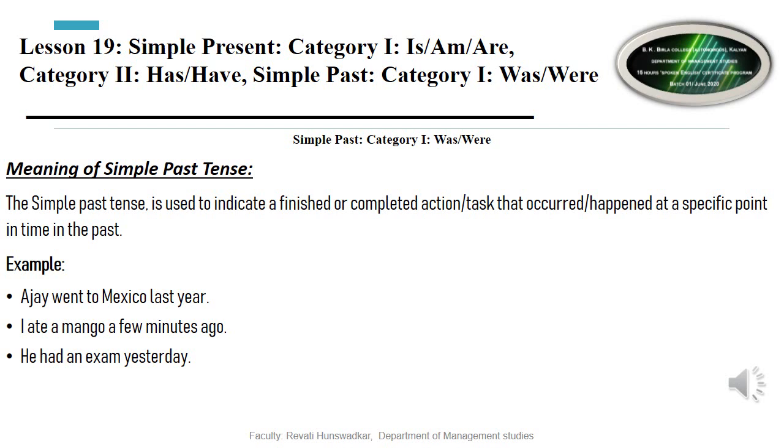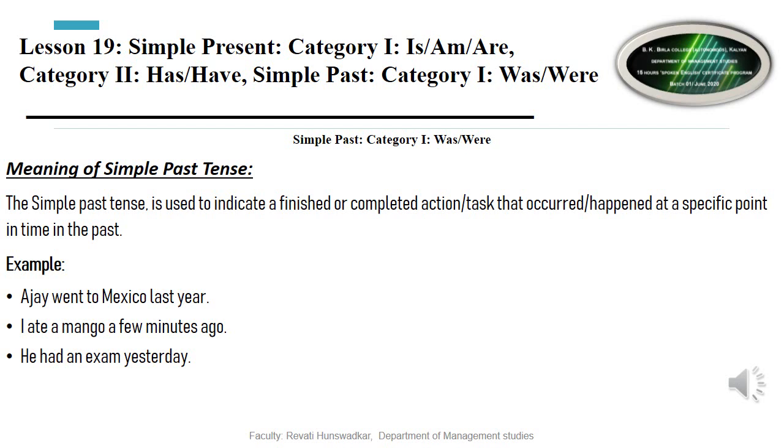Meaning, simple past tense says that some activity has been completed at a certain period of time. For example, Ajay went to Mexico last year. He went there last year and came back. So that will be known as simple past tense. I ate a mango few minutes ago. Just 5-10 minutes ago I ate the mango. So I ate a mango. That is known as simple past tense.